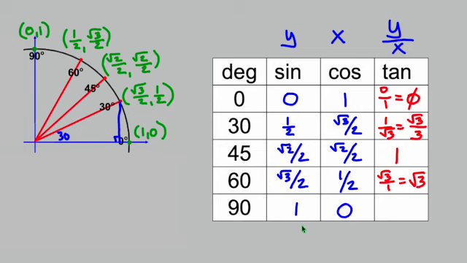And finally, on the last one, 90 degrees. We're going to do 1 divided by 0. And as you know, you cannot divide by 0. It is impossible. So if you try tan 90 degrees on your calculator, you'll get an error message. So we call that undefined here.